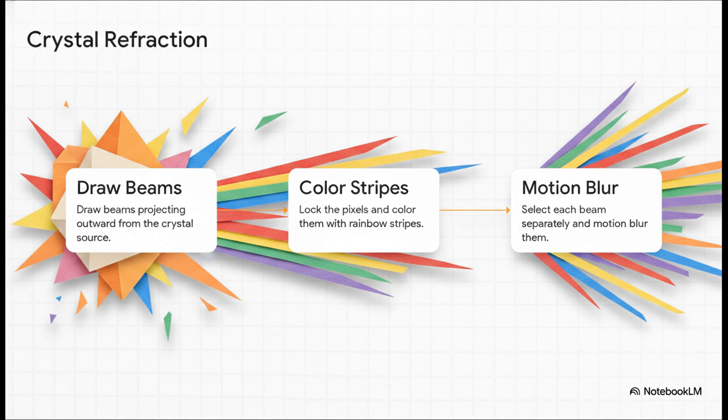Finally, and honestly, here is the real secret, you select each beam separately and apply a motion blur in the exact direction it projects. It creates this breathtaking, professional-level refraction effect that makes that final scene totally pop. Just make sure the blur distance is far enough to blend, but not so far that you lose the colors.